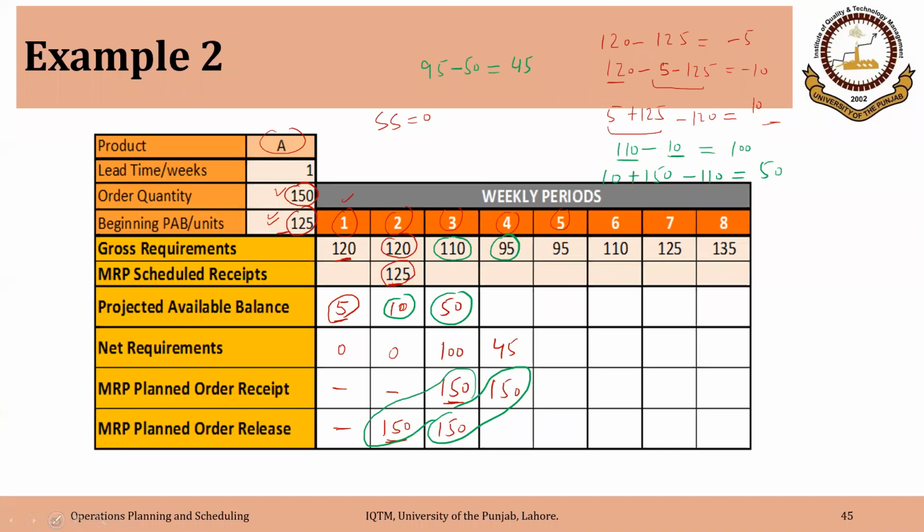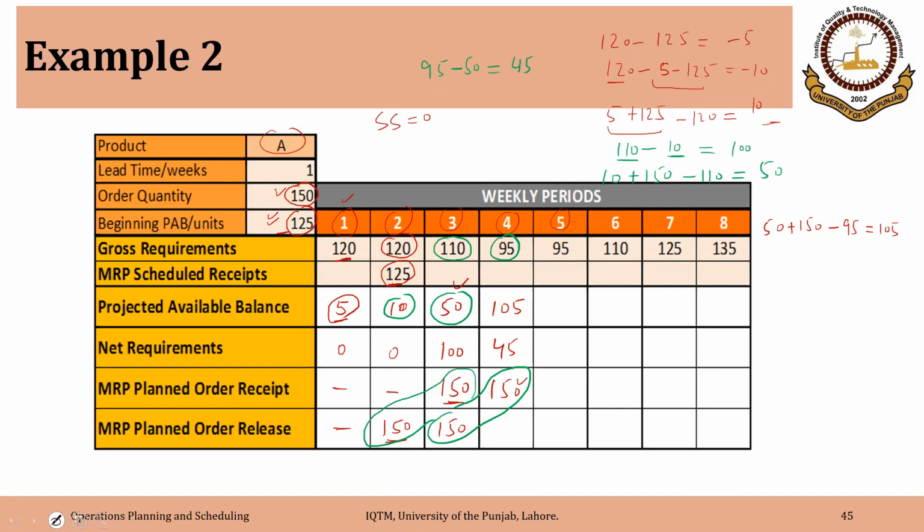Now, what is the total supply and what is the total demand and what we will be left with? So we had actually 50 from the previous week and 150 this one. So 50 plus 150 is 200 minus 95. So we will be left with 105 at the end of week 4. So the ending inventory in week 4 is 105.